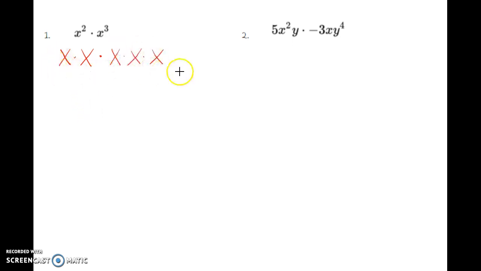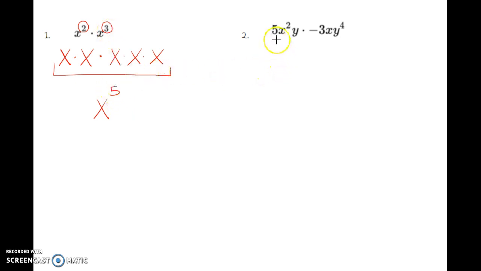So all we have are 5 x's multiplied together, and we know that x times x times x times x times x is just x to the fifth power. So what you'll notice is I took the original exponents from the original two powers being multiplied together, and I actually add them to get 5.